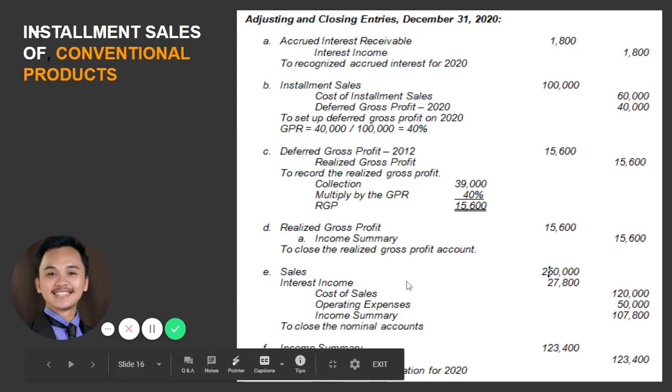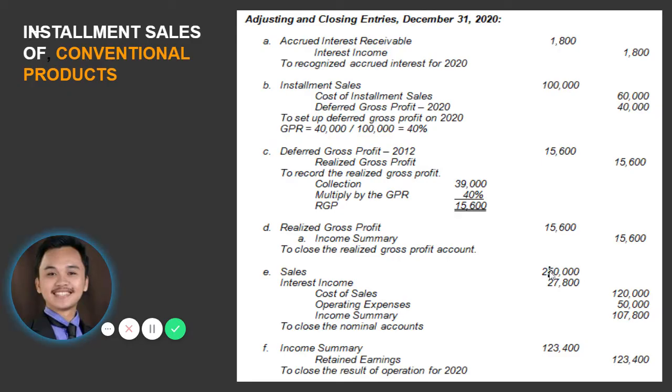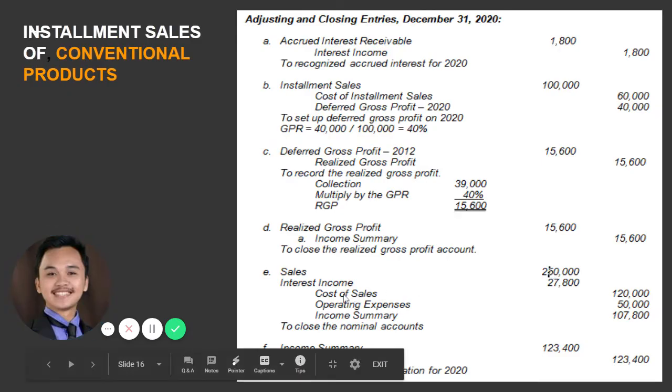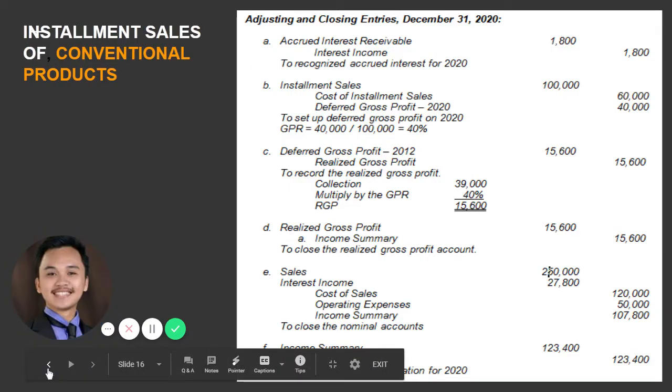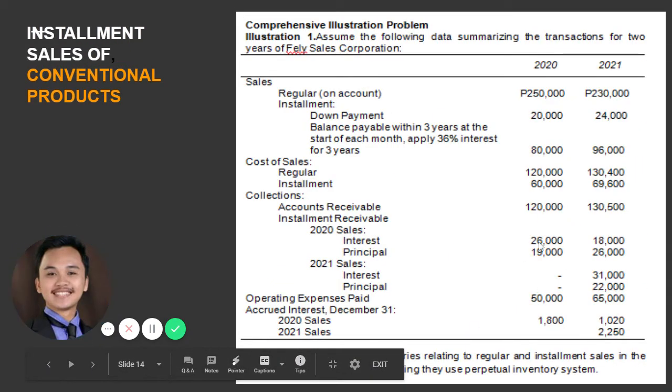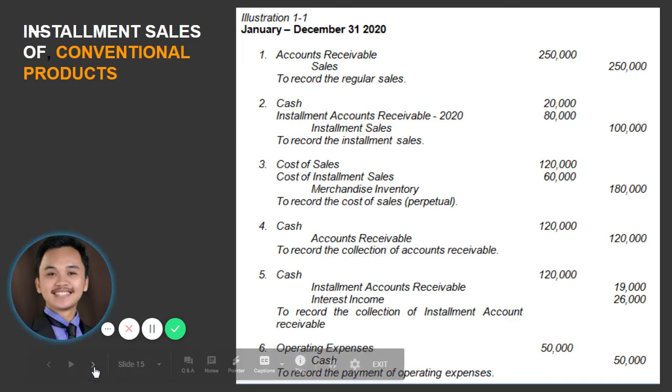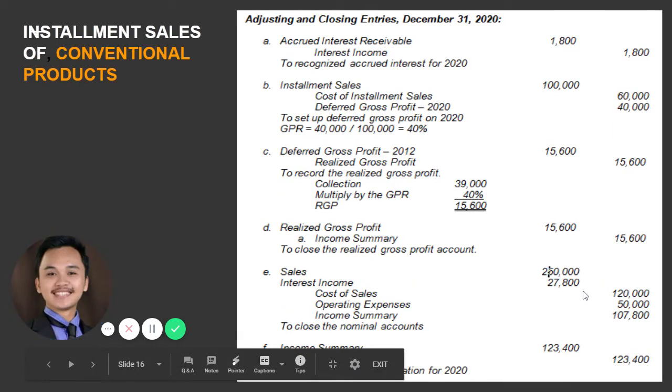And then, we also have here our closing entries para sa atong nominal accounts. So, we have here revenues and expenses. So, we have sales of 250,000 para sa atoang regular sales. And then, we also have our interest income of 27,800. So, gikan si 27,800, that is from 26,000 earlier. Okay? That is from 26,000 here plus the 1,800 nga accrued for 2020 sales at December 31. So therefore, we have a total interest income of 27,800.